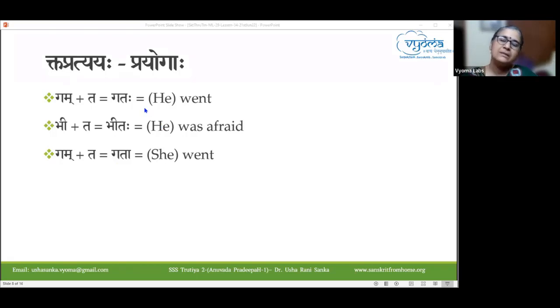Now here in the ktavatu, what happens? It is forming a halanta base. Tatra halanta pratipadikam karayati. Atra kim karoti? Akaranta pratipadikam karayati. Gata. Gata iti pratipadikam asti. Gatam iti napumsakalinge. Gataha iti pumlinge.